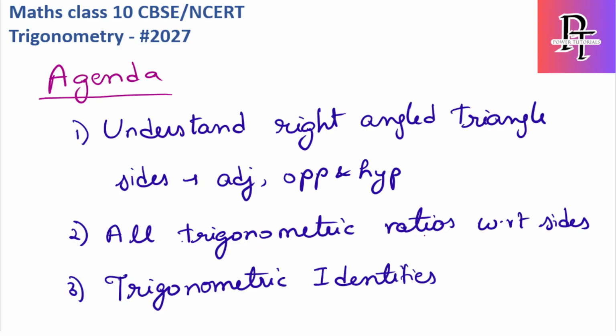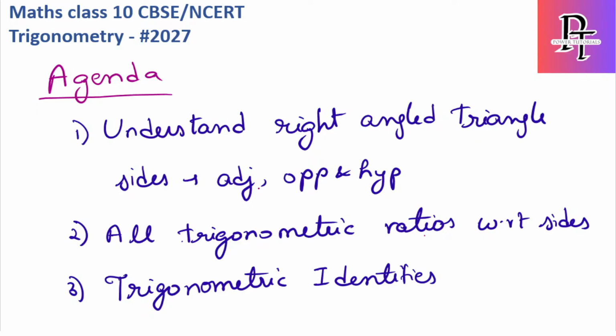In today's agenda, the first thing I want to explain is what a right angle triangle is and what its sides are. We call them adjacent, opposite and hypotenuse. What is the adjacent side, what is the opposite side, and what is the hypotenuse, and how it is decided which is which side. That is the first topic.